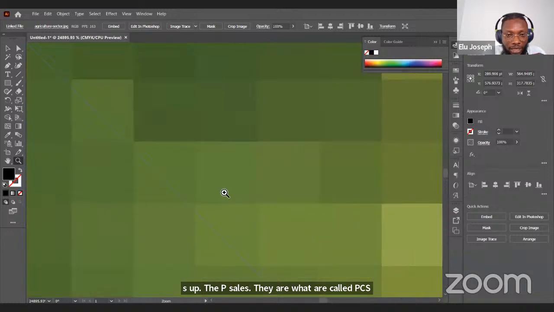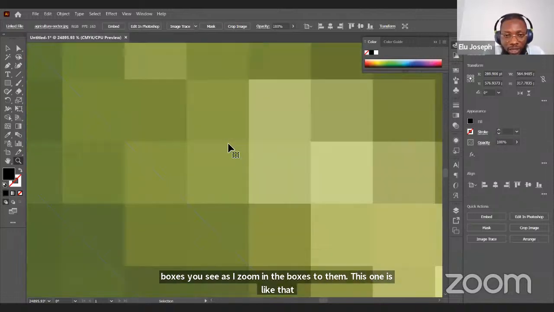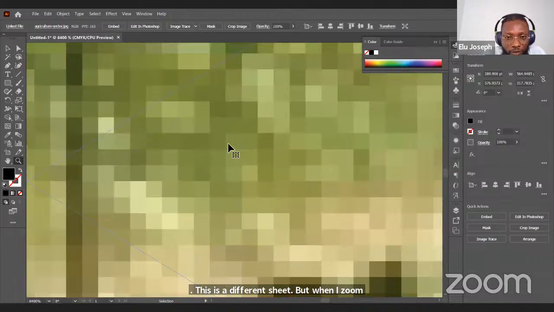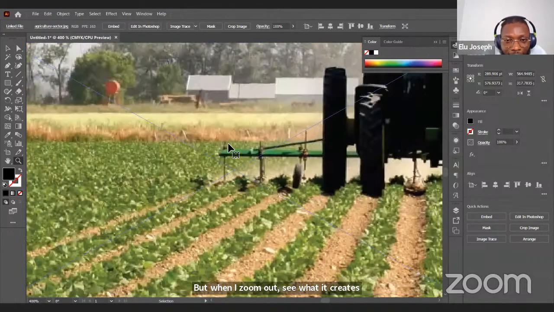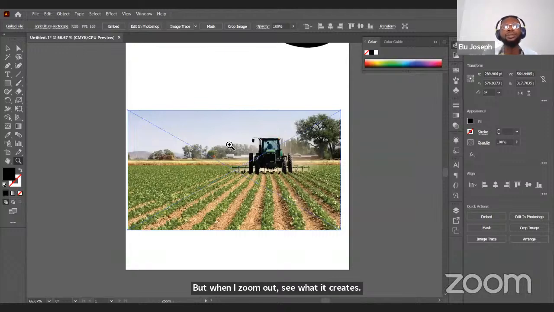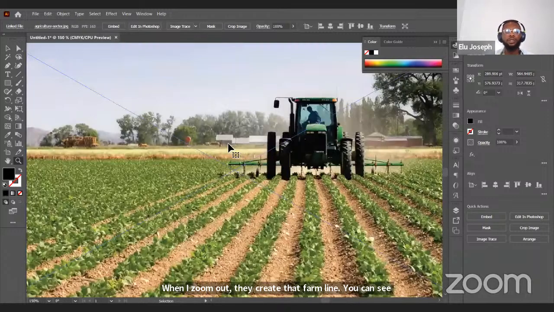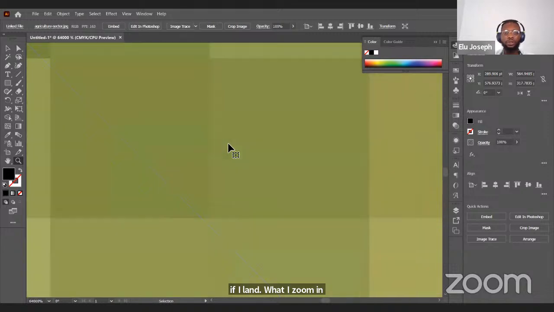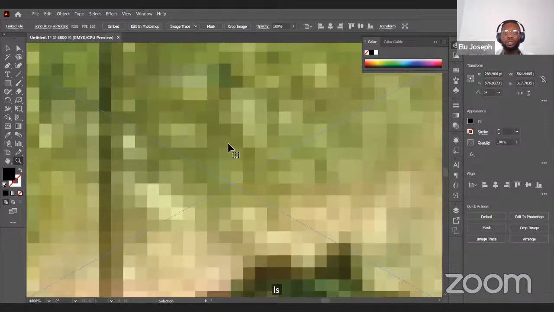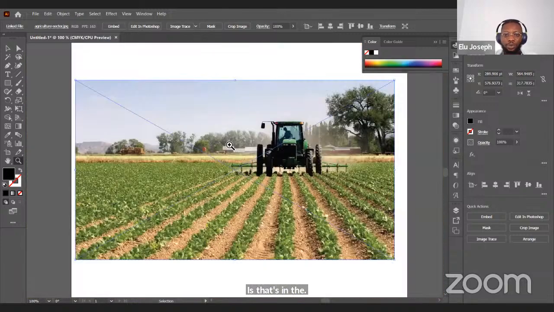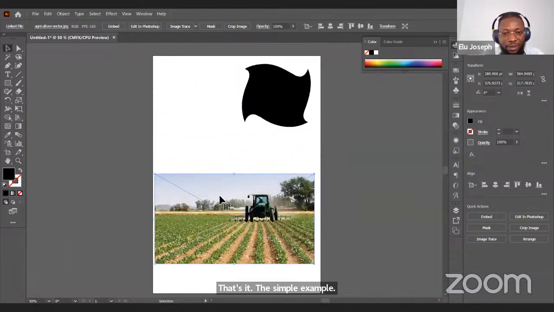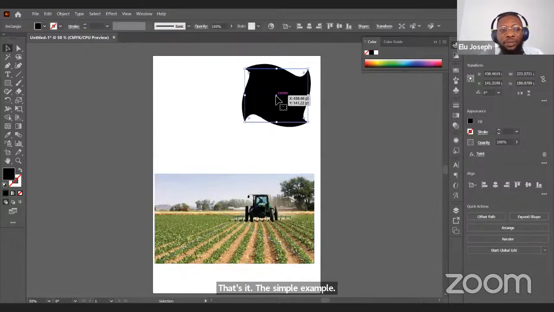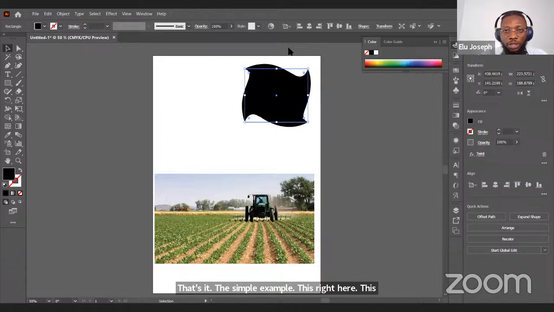As I zoom in, you see these boxes. This one is lighter, this is darker. They are different shades. But when I zoom out, they create that farmland. You can see a farmland. But when I zoom in, you start seeing pixels. That is a simple example. This right here is raster. This right here is vector. Capiche?